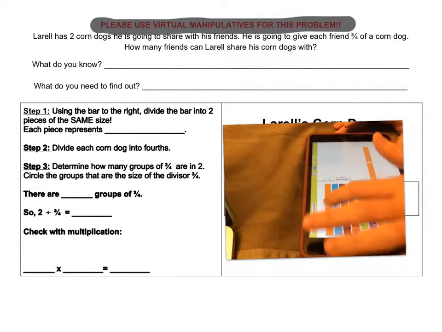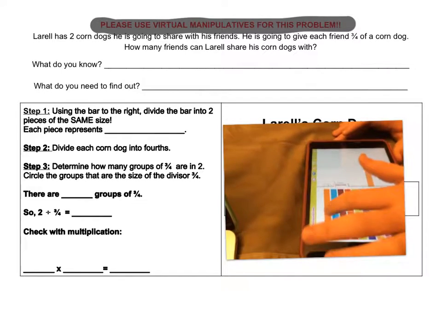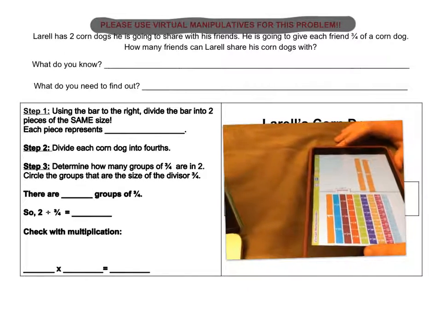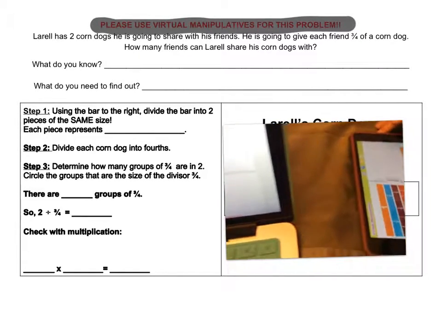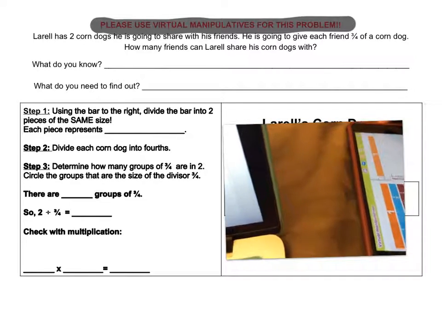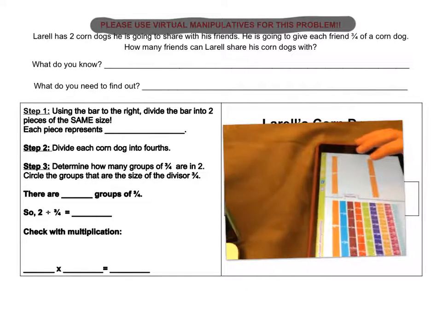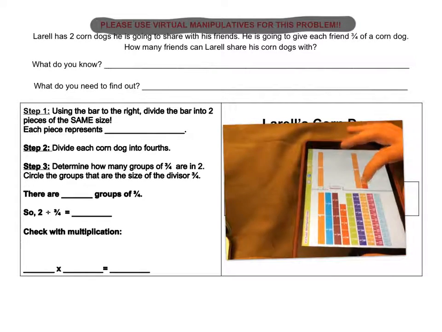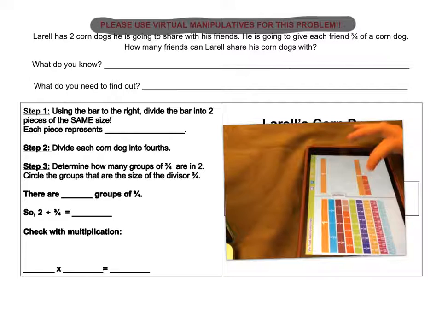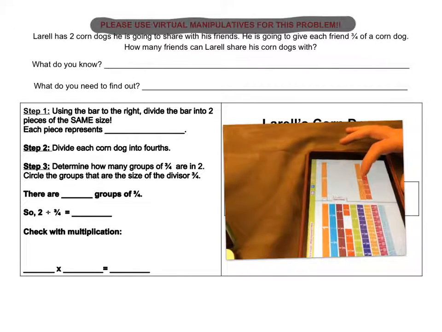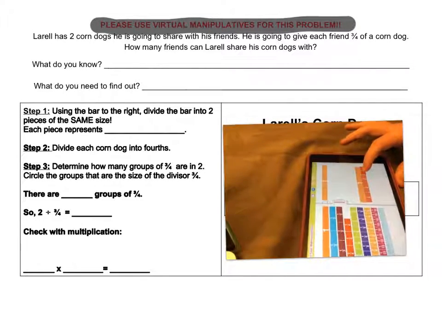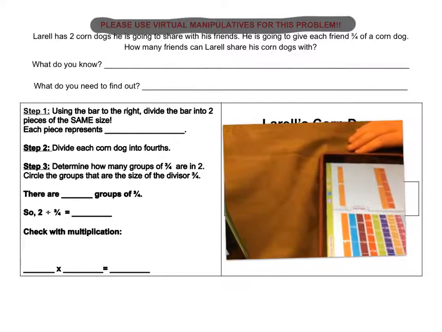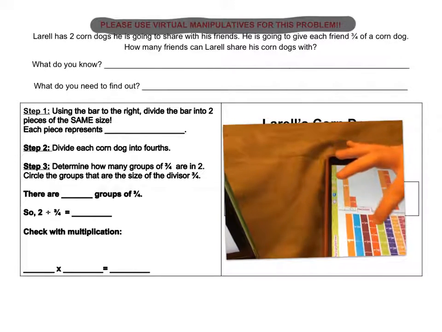There's 1 and 2. Okay, now the next thing I want you to do is to divide these into fourths. So right underneath the wholes, split them into fourths, however many fourths there would be in one whole. Hopefully you will see by Dylan doing this that there are 4 fourths in every whole. Go ahead and put the 4 under the other corn dog as well.